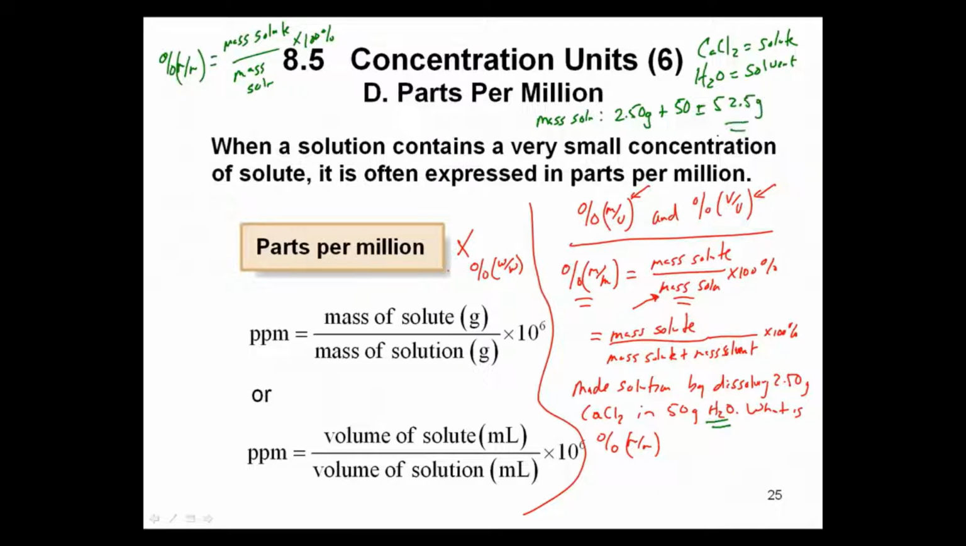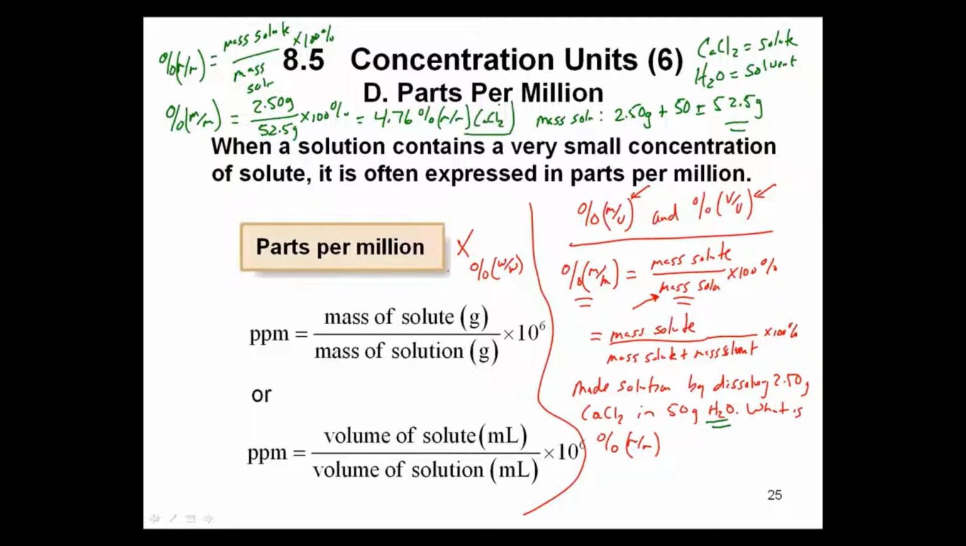In a problem like this, it is very common for people to just divide by the 50, thinking that the water is the solution. But again, here it is just the solvent. It's very common in these types of problems that it's separated. So you would take the percent mass to mass, and that would be our solute, which is the 2.5 grams, divided by the 52.5 grams, which is the total mass of the solution, not just the solvent. And that would give you something like 4.76% mass to mass calcium chloride.